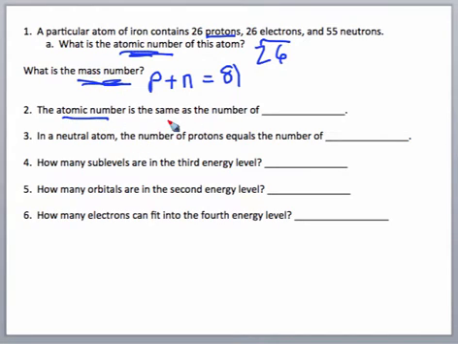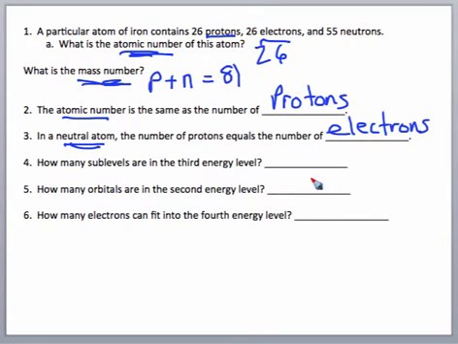The atomic number is the same as the number of protons, and that's going to give you the identity of the atom. In a neutral atom, not an ion, but a neutral atom, the number of protons equals the number of electrons. And we'll talk about ions in another review.